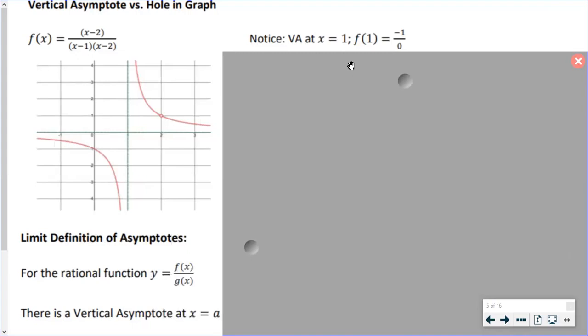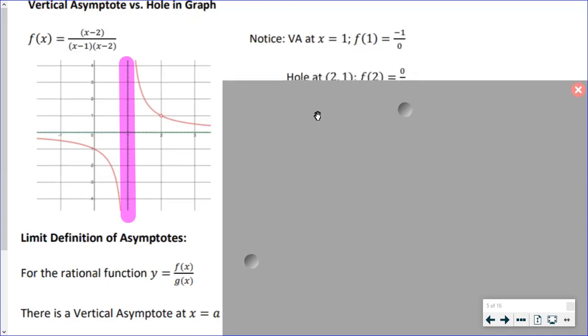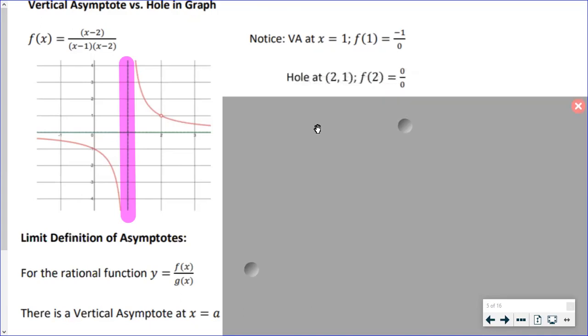And at positive 2, there's something different going on. So let me highlight the vertical asymptote at x is equal to positive 1, because if we set x minus 1 equal to 0, we know that x is equal to 1, as well as the fact that if we try to plug 1 into our equation, we are going to get an undefined 0 in the denominator. So that does indicate there's a vertical asymptote. However, at x is equal to positive 2, you'll notice that x minus 2 and x minus 2 are both in the numerator and the denominator, so they have to cancel.